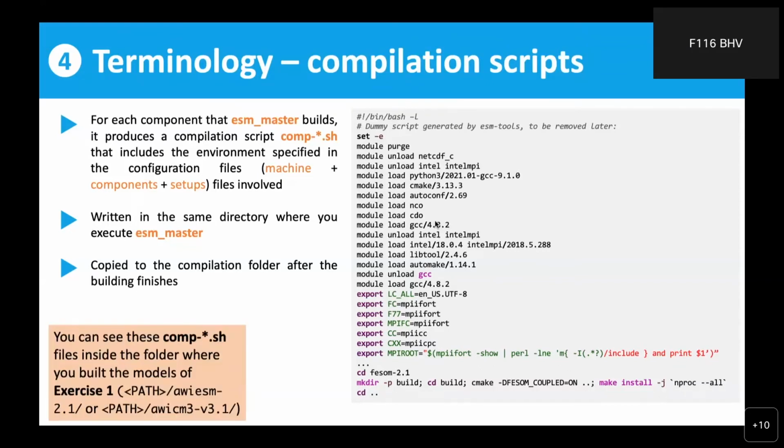Basically what it's doing is loading the necessary modules, and all this information is given from the machine file, from the component, and from the coupled setup. It's exporting some environment variables that are necessary for compiling your model. And then it's doing the build. So a pretty standard build. Well, depends on the model, but you will have different building commands. And then it copies things around, but that's basically it.